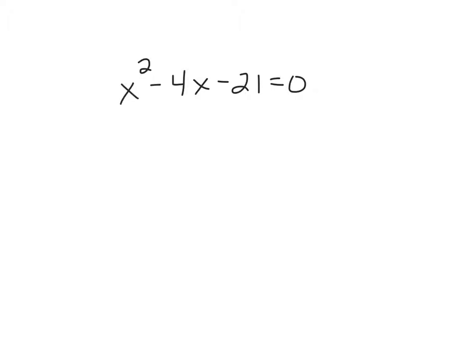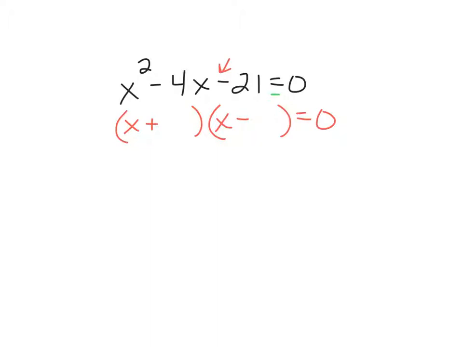Let's look at another one. x squared subtract 4x subtract 21 is equal to 0. Notice that I already do have this equal to 0. As I go through, I'm going to factor this. So if I factor this, I'm going to use the reverse of the FOIL method. It would be an x and an x. Because this is a subtraction, one of these has to be addition, one of these has to be subtraction.